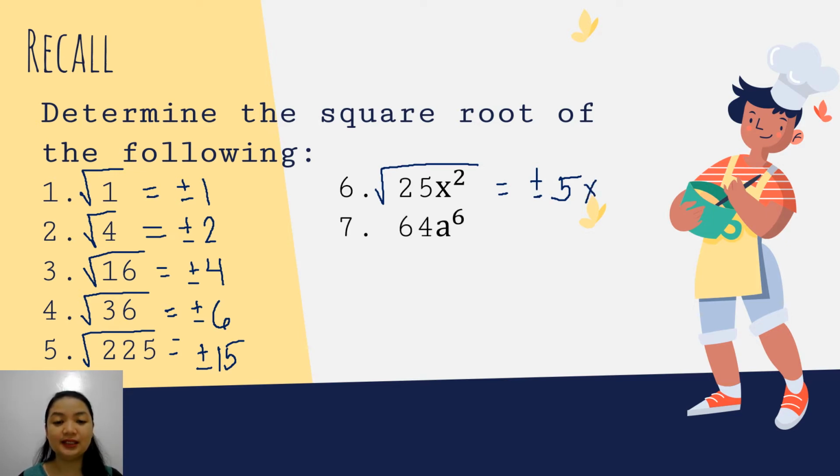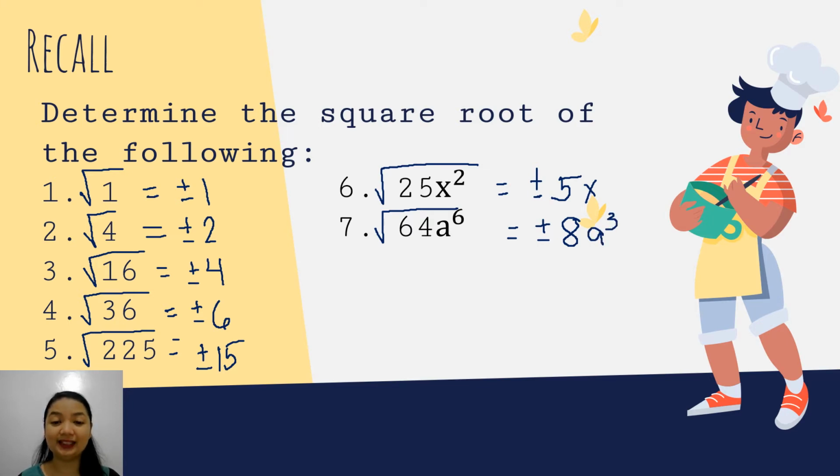This one, 64a to the 6th. So let us get the square root of this term. So the square root of 64 is 8. So we have positive, negative 8. How about a to the 6th? Correct. So that is a raised to the third power.